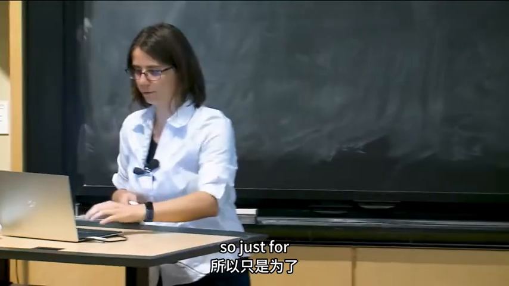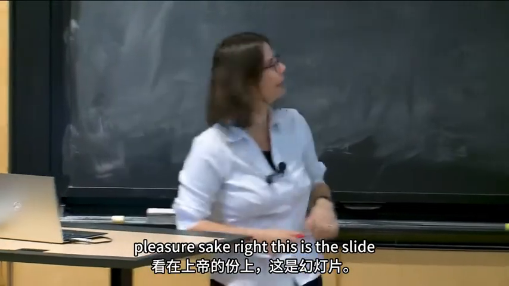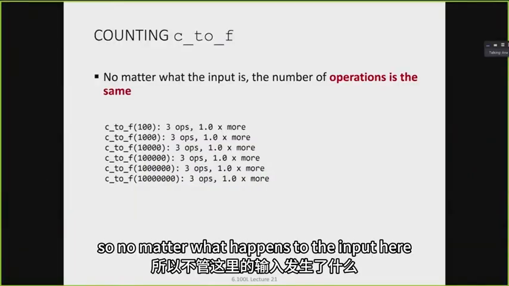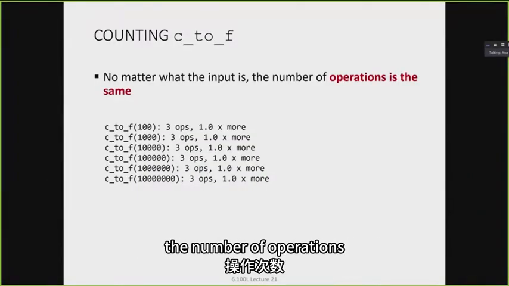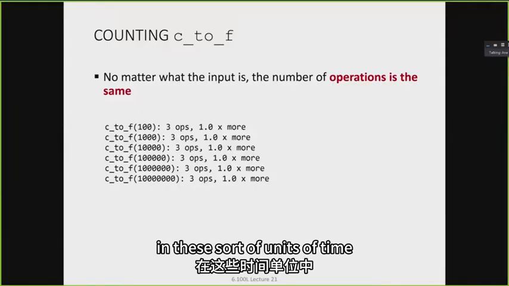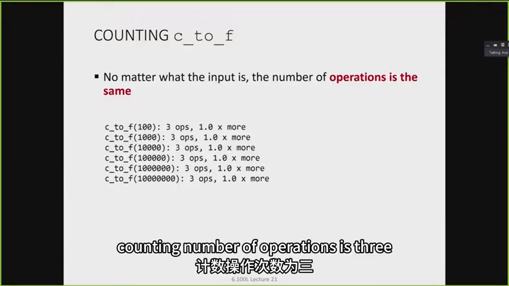Okay. So just for completion's sake, right? This is the slide. So no matter what happens to the input here, the number of operations in these sort of units of time, which we're just counting the number of operations, is 3.